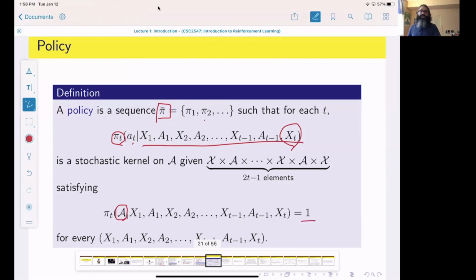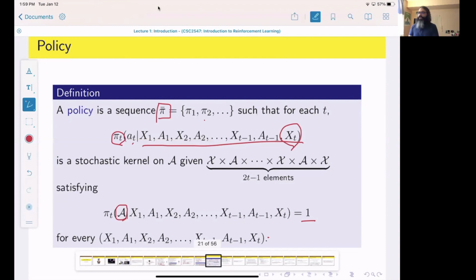This looks kind of complicated, but it is simple. It says that we have information from the beginning of when the agent starts working up to the current time. Given all that information, I define a probability distribution. And because it's a probability distribution, the probability of the whole action space should be 1. And it should be defined for all possible input sequences. This is a technical requirement: if it wasn't well defined for some subset of sequences that the agent has observed, then that would not be a proper policy.